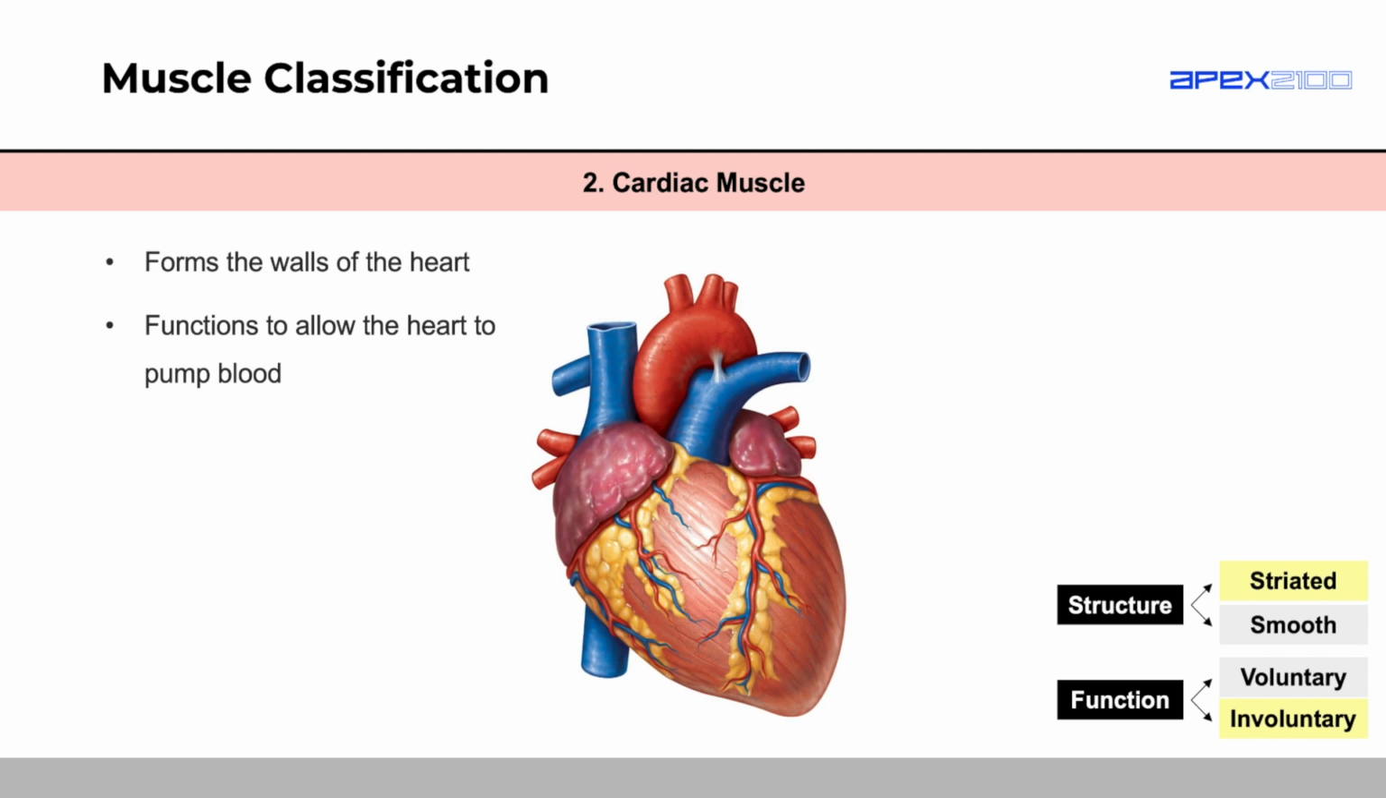We've then got cardiac muscle, which we said forms the walls of the heart and allows the heart to pump blood. The structure of this cardiac muscle is also striated, and you can see there, if you look at the pink muscular parts of the heart, you can see those little lines that I'm talking about through that heart. So that's the striated structure, and the function is involuntary. It's happening without me thinking about it. So this muscle is beating on its own.